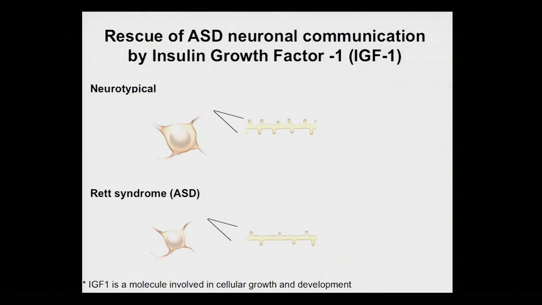So to answer that question, we added a molecule that is involved in cellular growth and development, and it's called insulin growth factor 1, short for IGF-1. And when we add this molecule in the system, we were able to rescue the communication between the neurons. So then they were more similar to the neurotypical, non-affected cells. We were thrilled to see that.